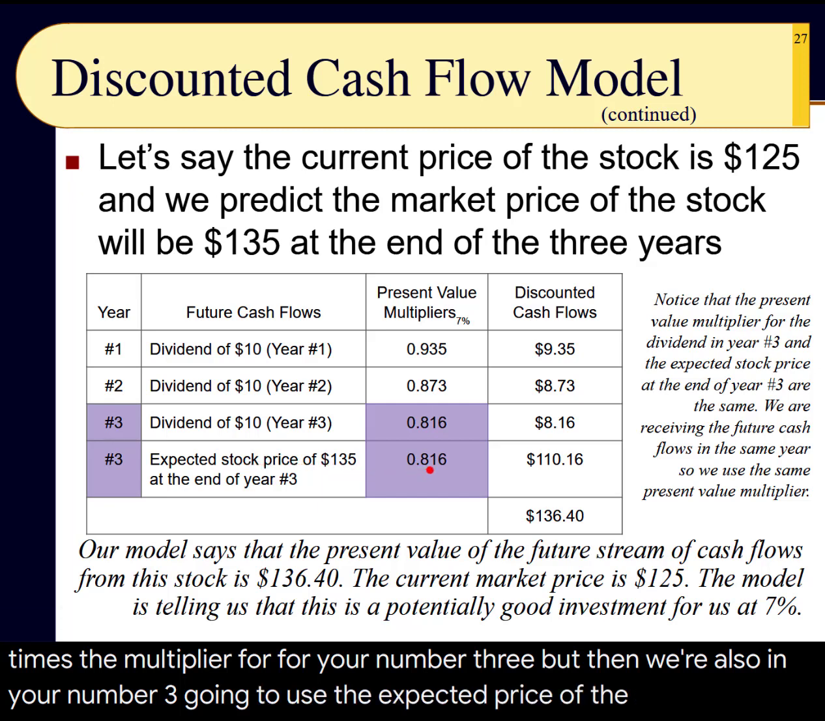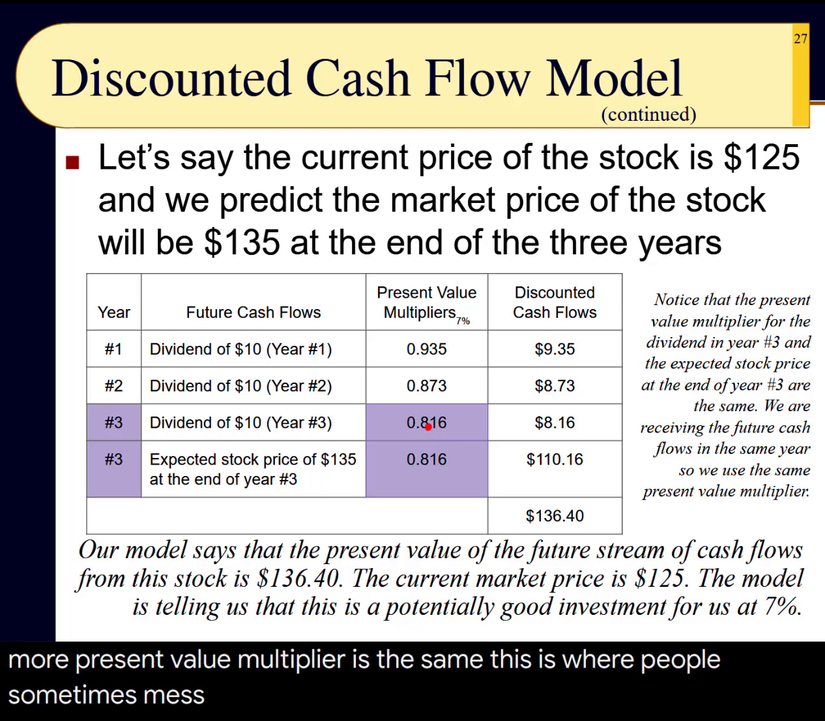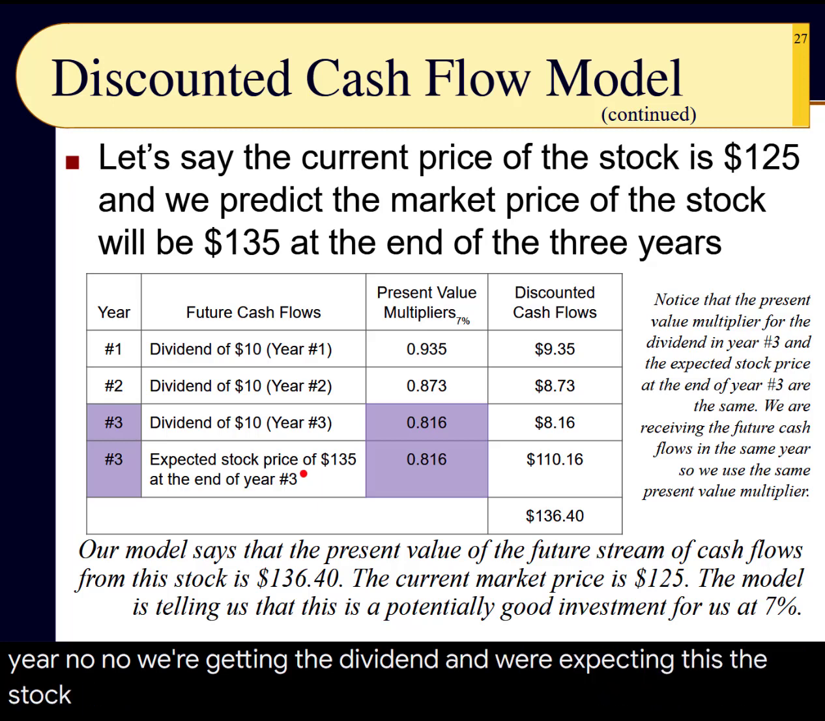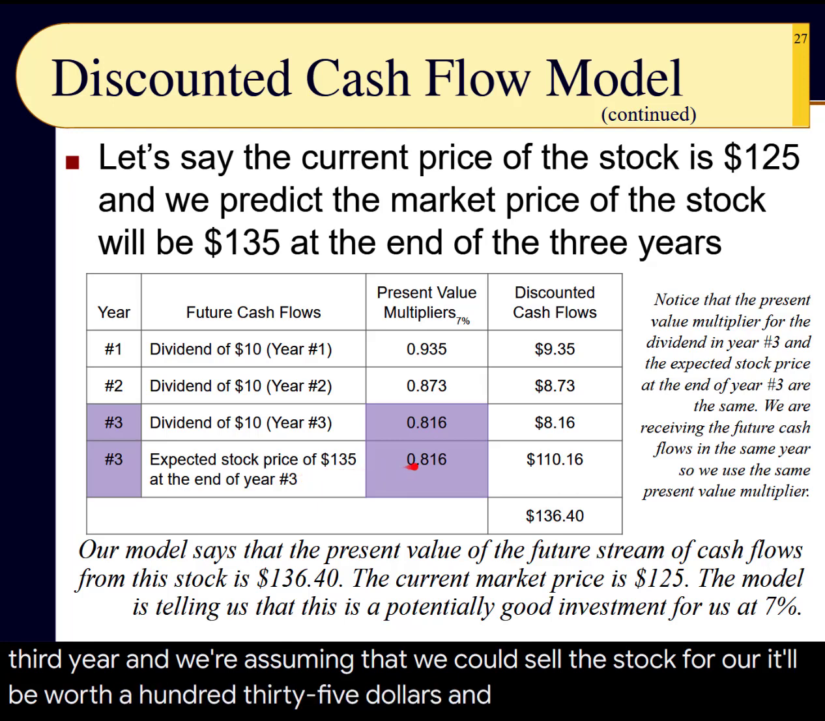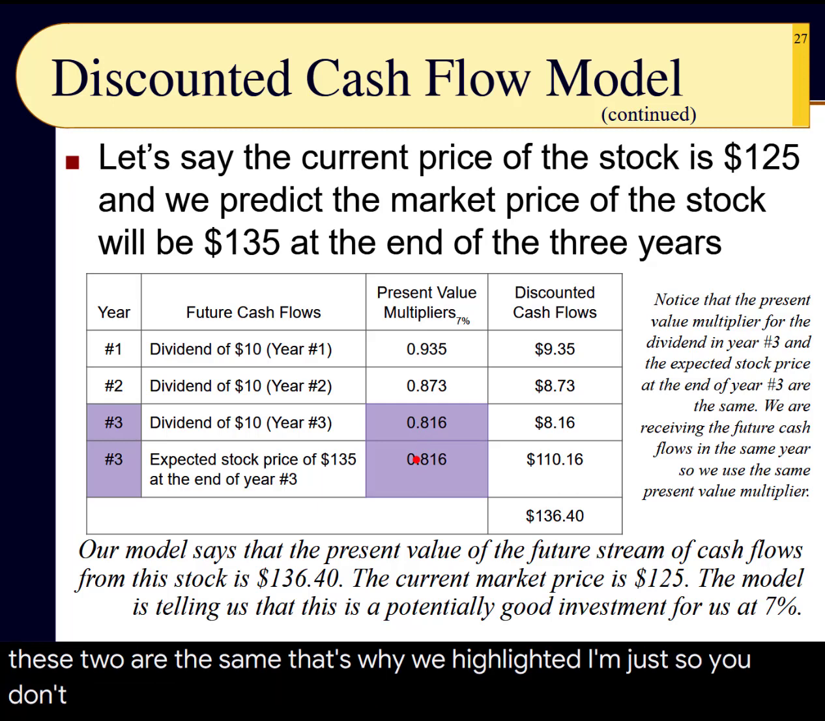And notice that the present value multiplier is the same. This is where people sometimes mess up. They use the present value multiplier for the next year. No. We're getting the dividend and we're expecting the price of the stock to be $135 in the third year. We're getting the dividend in the third year and we're assuming that we could sell the stock, or it'll be worth $135 in the third year. That's why these two are the same. That's why we highlighted them, just so you don't get confused, because it's very easy to go to the next line just because you think, I've got to go to the next line.